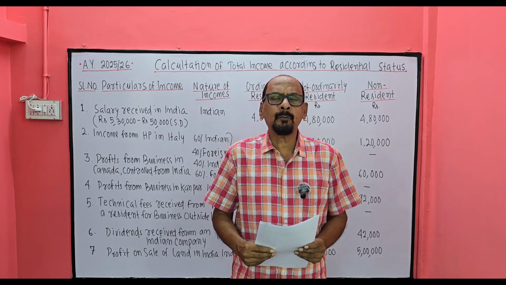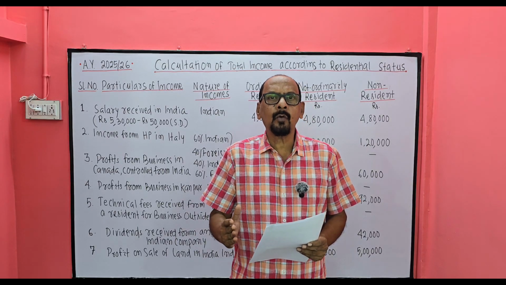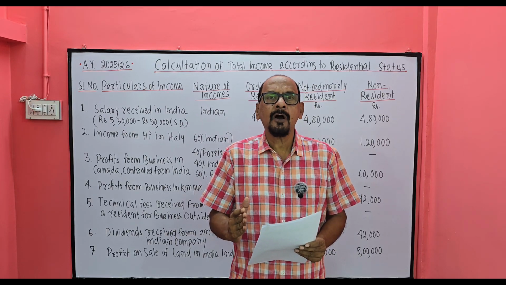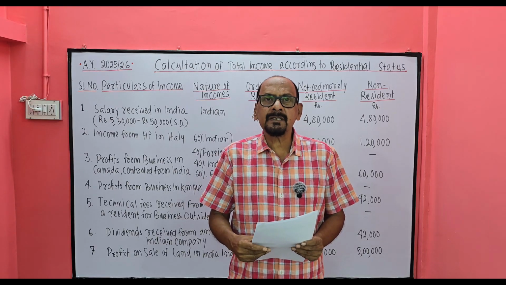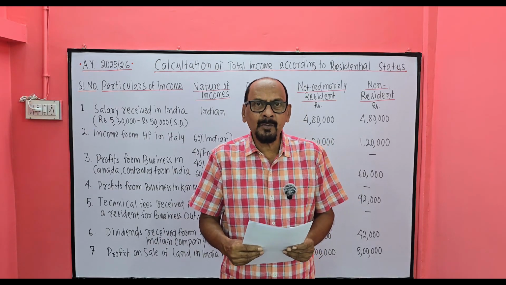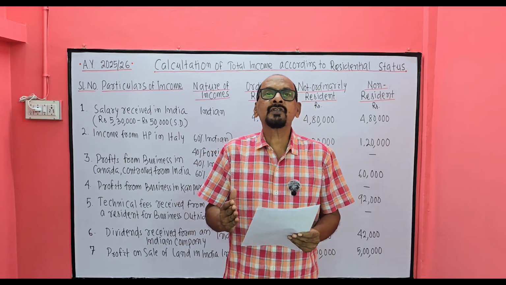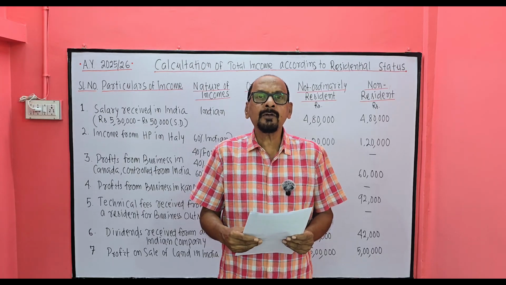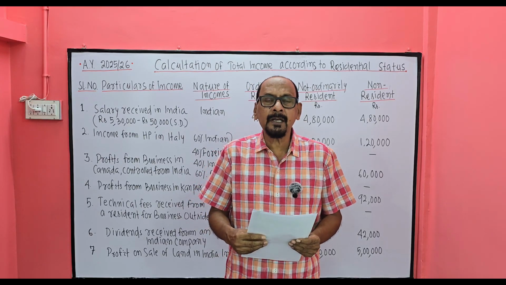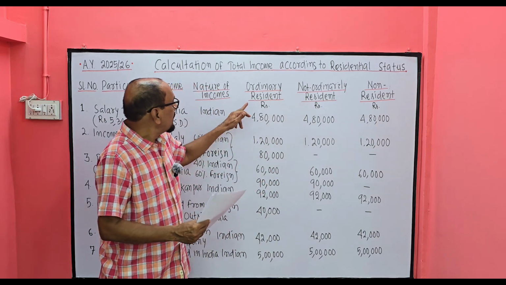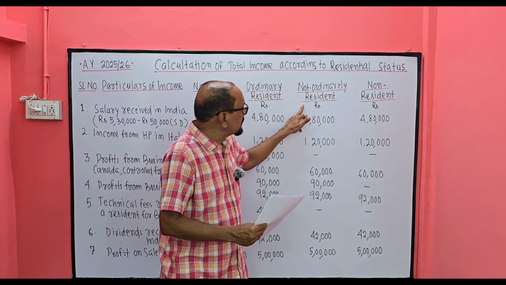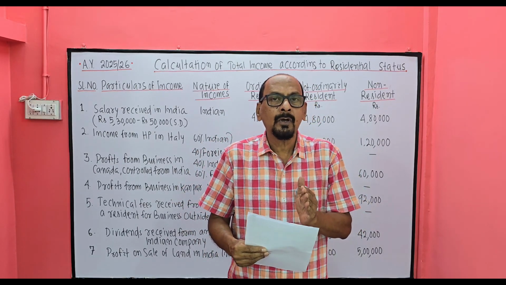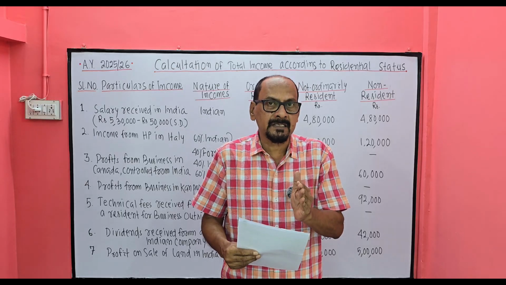Today I will work out a problem solution relating to the scope of total income based on the residential status of an assessee. I mean to say, how to compute the scope of total income according to residential status, that is, if an assessee is an ordinary resident, not ordinary resident or non-resident, then how to find out the total income of the assessee.